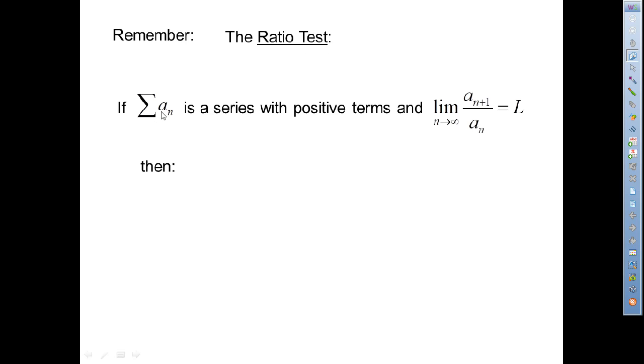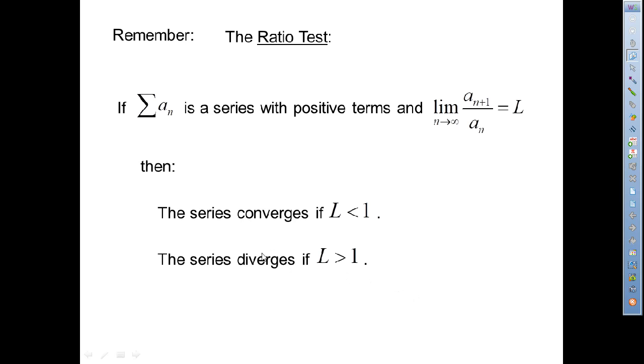But if we're talking about the series of a sub n, and it's a series with positive terms, and the limit as n approaches infinity of a sub n plus 1 over a sub n equals L, in other words, it equals some numerical limit, doesn't matter what it is, as long as it's actually a number, not infinity, then the series will converge if that L is less than 1.